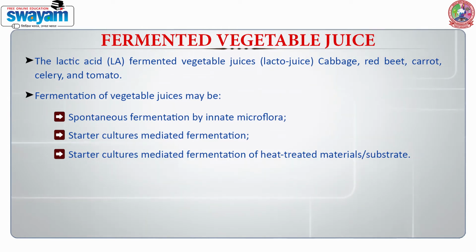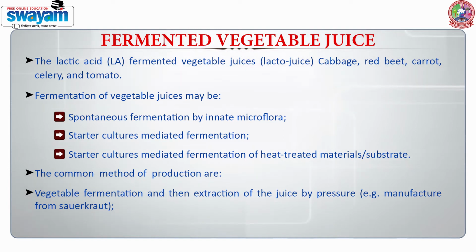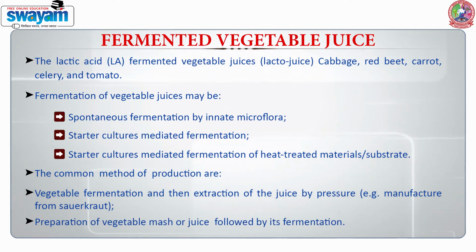The common methods of production are: first category, where the vegetables are fermented first and then the juice is extracted from these fermented vegetables by pressure, for example during the manufacture of sauerkraut. The second category is preparation of vegetable mash or juice, followed by the fermentation of the mash or the juice.